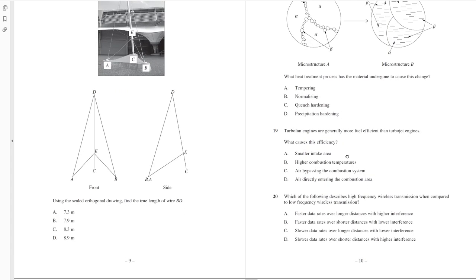Okay, turbofans are generally more fuel efficient than turbojet engines. Why is that? Because of the bypass. So high bypass to the combustion system. Yeah, I think that's right.